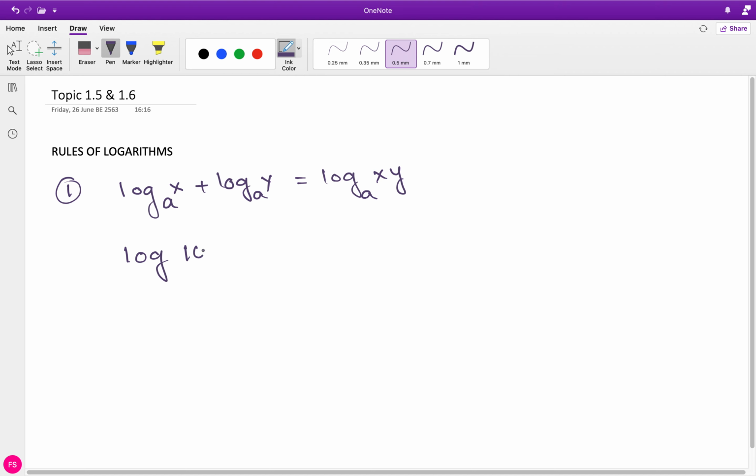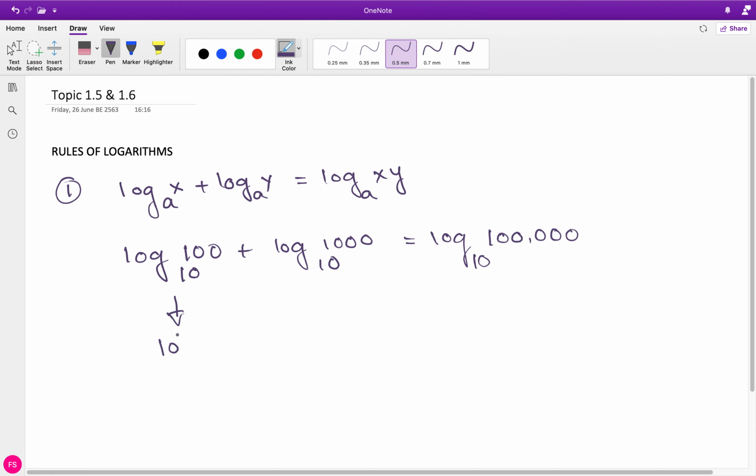If you have log of 100 with the base of 10 plus log of 1000 with the base of 10, this will give you log of, you have to multiply the two terms, 100 times 1000 will give you 100,000, to a base of 10 as well. But how do you know it's true? You can check your answer by evaluating the logarithmic expressions. So what does this evaluate to?